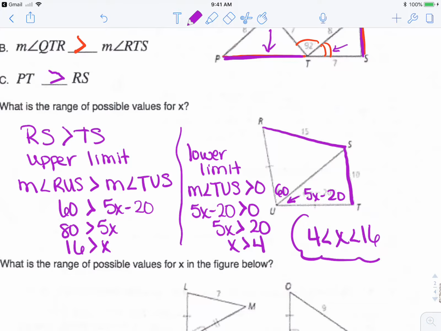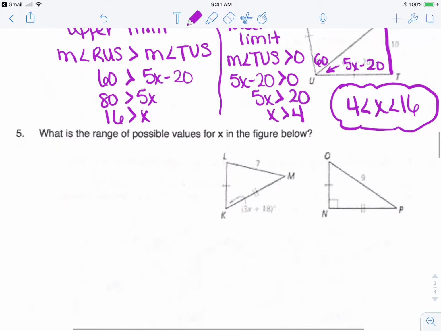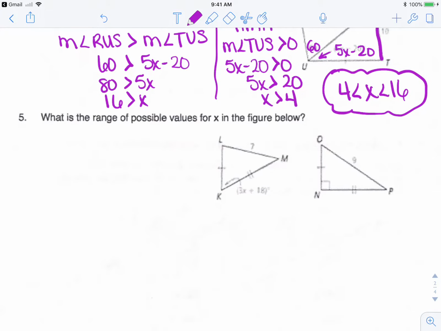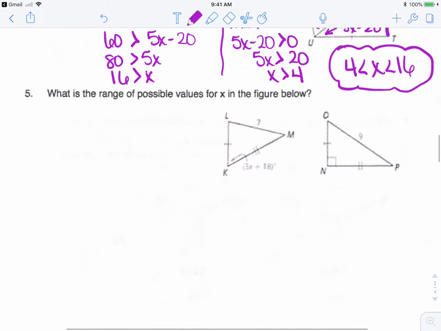And you should remember that from your Algebra 1 class. All right. Let's do that again. So your range is between, on that one, 4 and 16. Can't be equal to 16, can't be equal to 4. Has to be in between there.